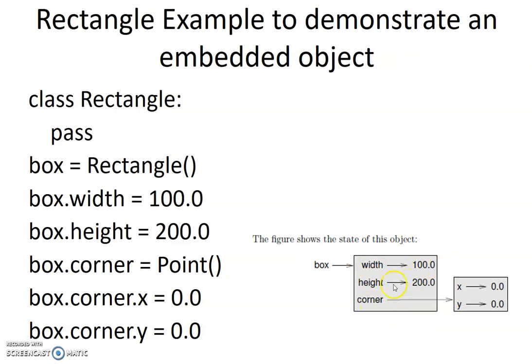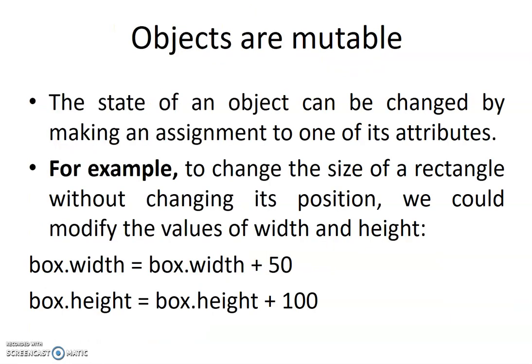We assign values for these, but the corner is an object of another class, which has two coordinates. This is how we create an object inside another object, or a class inside another class. So, we need to create an object in order to access the attributes or instances inside that class.